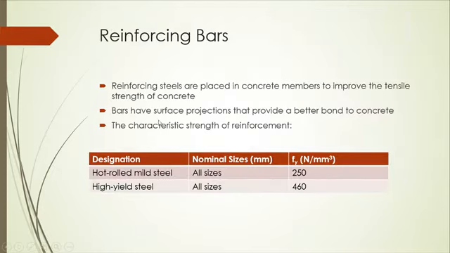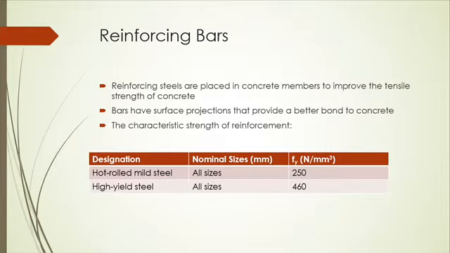You have a surface projection, basically a ribbed bar. You have a rib on the bar surface that provides better bond to concrete. So it increases the friction between the concrete and reinforcing bar, so that during flexure, during bending or tension, the bar won't slip out of the concrete.